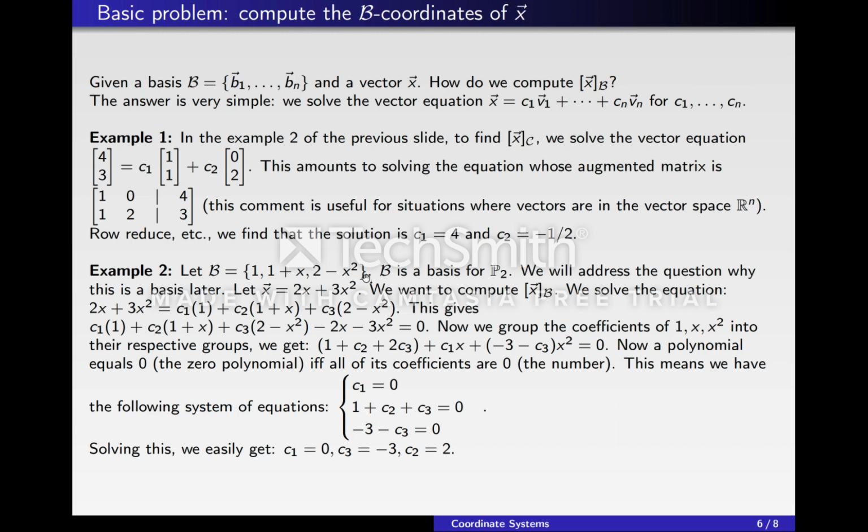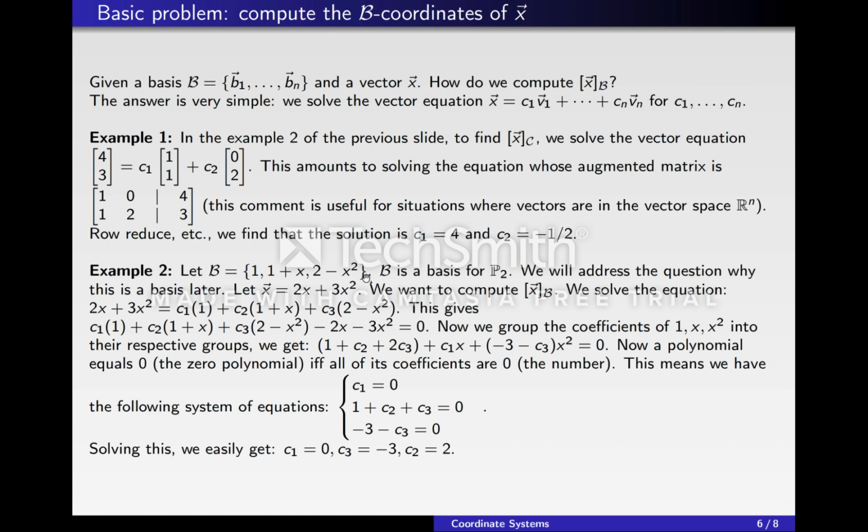And this is applicable to more or less all situations where the vectors are vectors in some vector space R^n. Okay, and this is just a standard row reduction problem, or solving a system of equations problem. You row reduce, etc., and then you find the solution is c1 equals 4 and c2 equals -1/2.